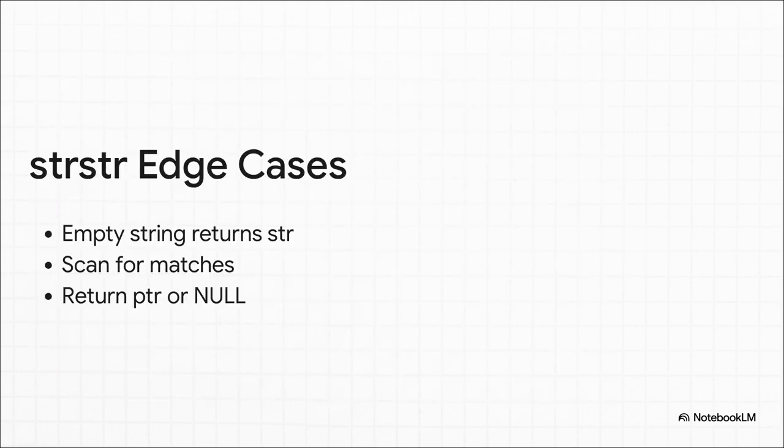Now, the most crucial edge case to handle here is an empty toFind string. If you don't account for this, your logic will definitely fail the evaluation. You want to handle that right at the top of your code by returning the main string immediately. Otherwise, just scan character by character and return a pointer to the exact beginning of the match. And if there's no match at all, just return a null pointer.